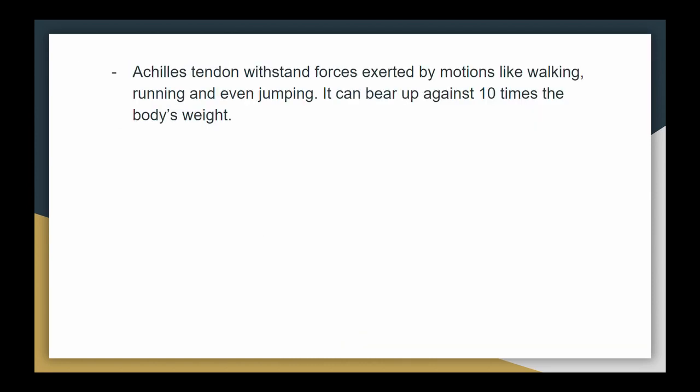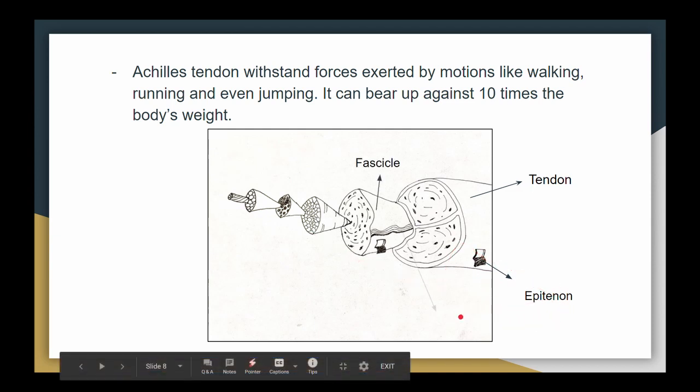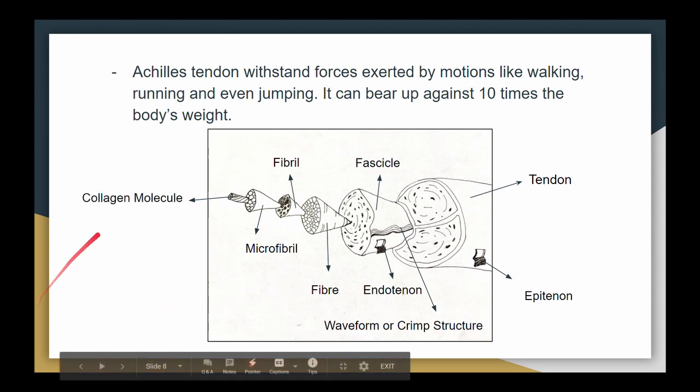Also, one of the functions of the Achilles tendon is to withstand force exerted by motions like walking, running, and even jumping. It can bear up against 10 times the body's weight. The anatomy of the tendon provides shock absorption and elasticity in the foot. So as you can see here, this is the tendon, which has the epitendon, the fascicle, and the waveform or crimp structure that we could find in the fascicle, and also in the tendon. It has the fiber, the fibril, the microfibril, and the collagen molecule.